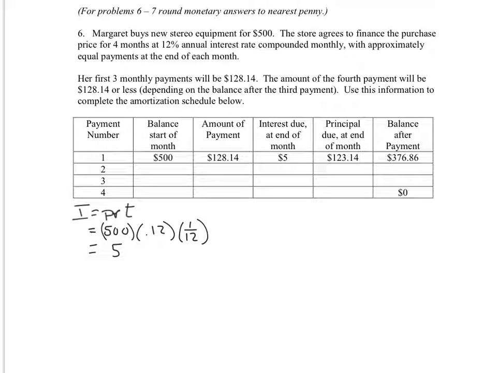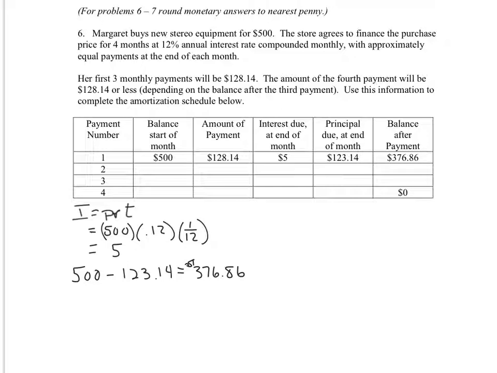So the principal that will be due at the end of the month is the difference between the amount she paid and then you subtract out the amount that was interest. So $123.14 of that payment went to principal. And if that is subtracted from 500, so we took 500 minus 123.14, that's how you get 376.86, which would be her remaining balance after her first payment.